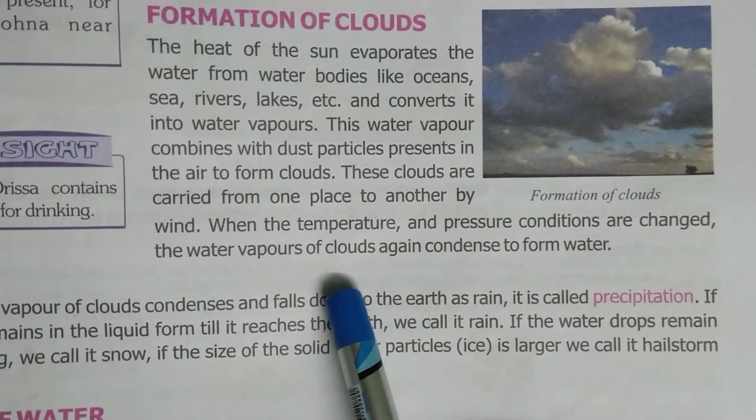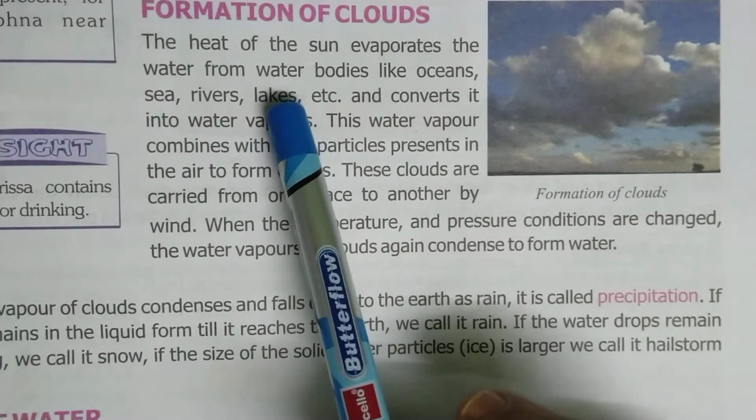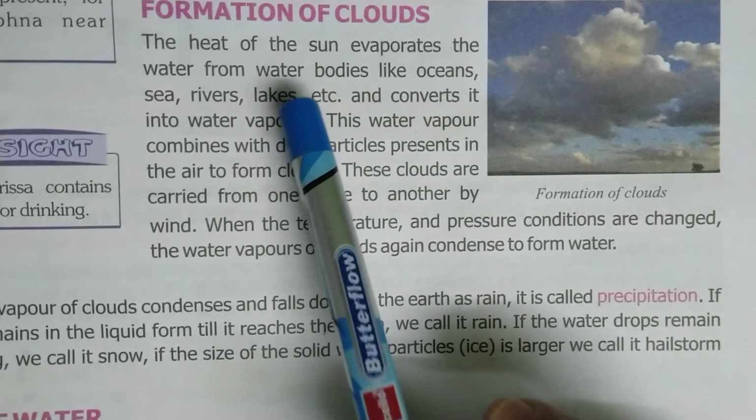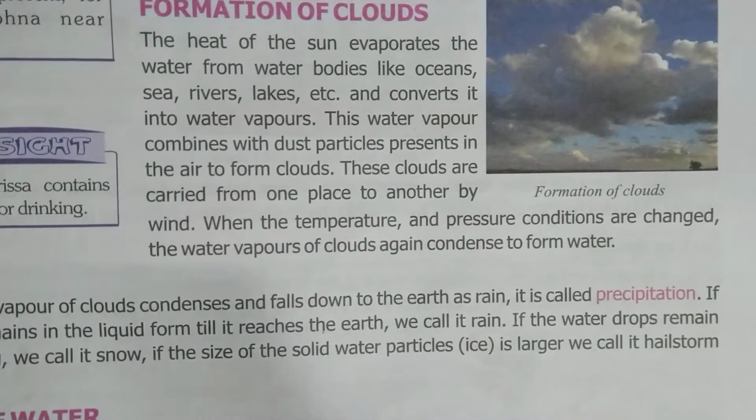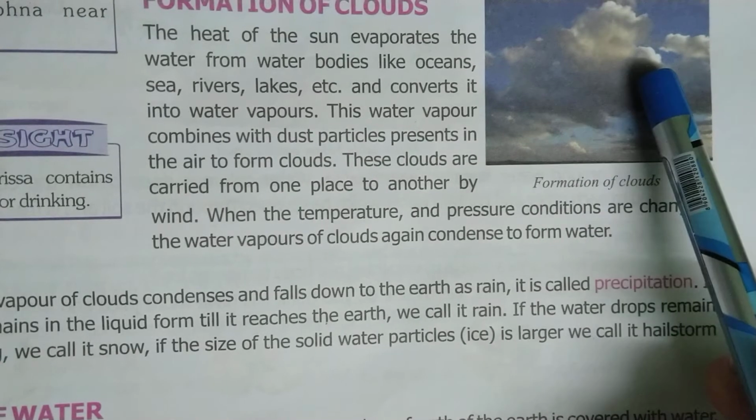How are the clouds formed? The water of water bodies like oceans, seas, rivers, lakes, etc. evaporates and is converted into water vapor. This water vapor combines with the dust particles in the air and forms the clouds. These clouds are carried from one place to another by wind. When the temperature and pressure conditions change, the water vapor of the clouds again condenses to form water.